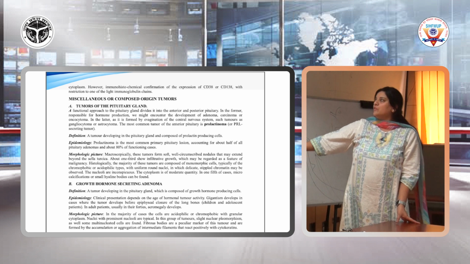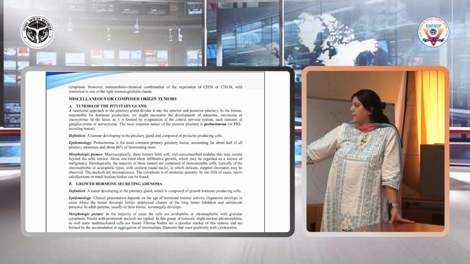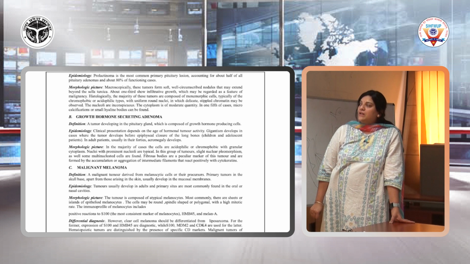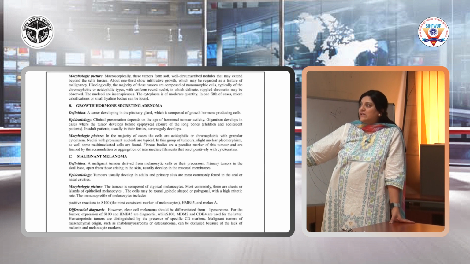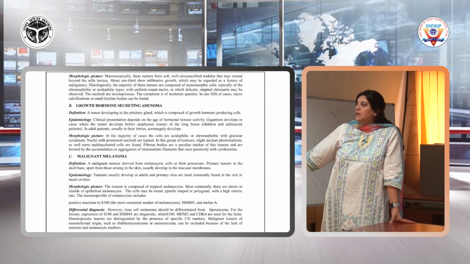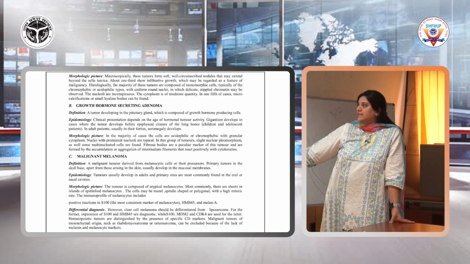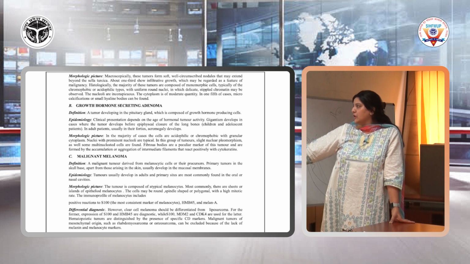The most common tumor of anterior pituitary is prolactinoma. Next is growth hormone secreting adenoma. It's a tumor developing in the pituitary gland which is composed of growth hormone producing cells. Malignant melanoma, it is derived from the melanocytic cells or their precursors. Primary tumors are found in the skull base; apart from arising in the skin, they usually develop in mucosal membranes.